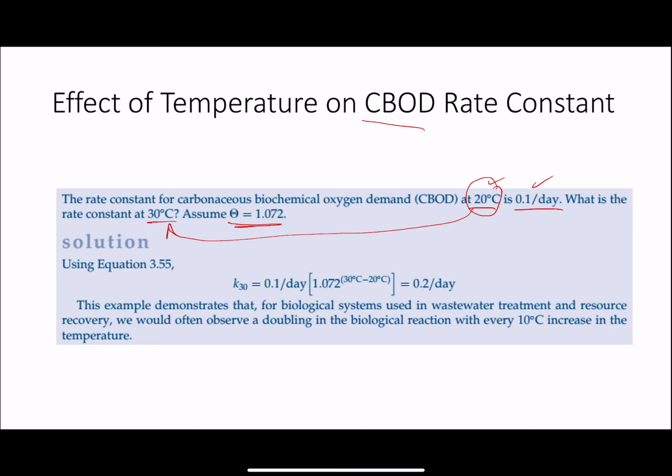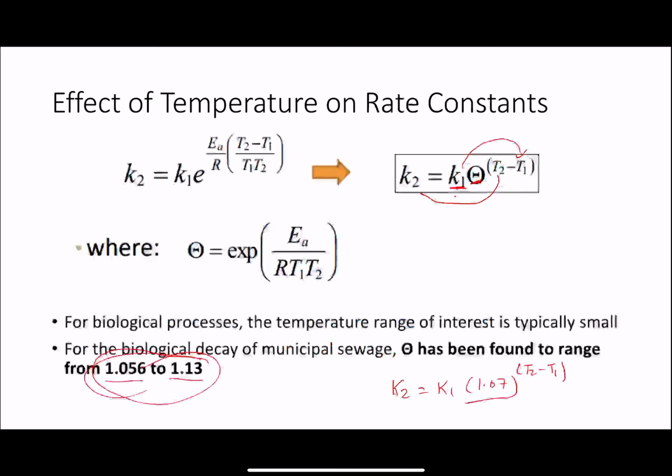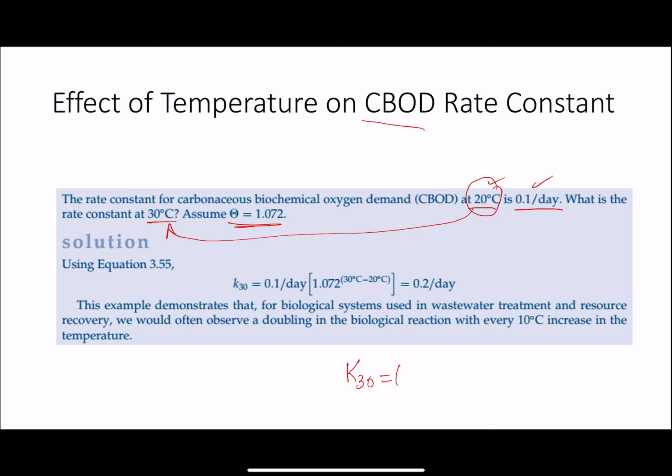So K30 is equal to, remember the equation? K1 is 0.1 per day times theta 1.072 to the power T2 minus T1. T2 is 30 minus 20. Now you could find this. This would give you 0.2 per day. Almost doubled. If you go from 20 to 30, you are doubling the reaction rate. Okay?